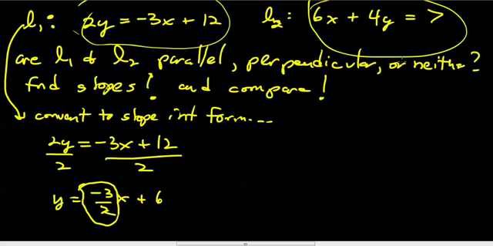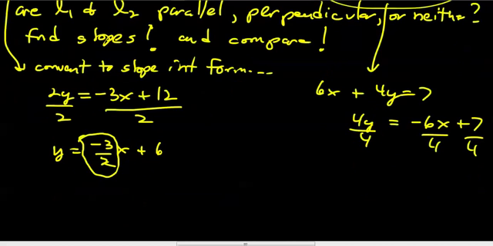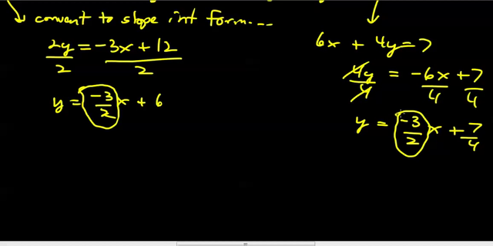Now I'll take line 2 and convert that to slope-intercept form. I'll start out with 6x plus 4y equals 7. I'll subtract 6x from both sides. Divide both sides by positive 4. All terms, both sides. The 4's cancel out. I get y equals, well, minus 6/4 reduces to minus 3 halves. 7/4 I don't really care so much about here. Well, the slope of this second line is minus 3 halves also.